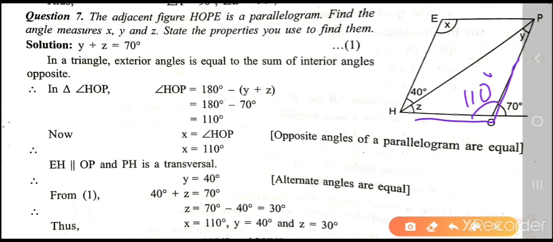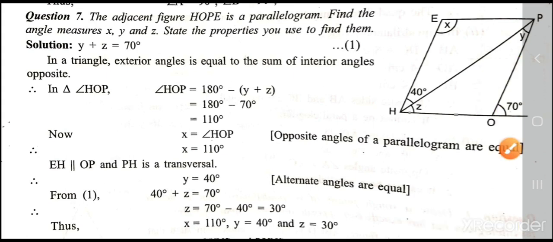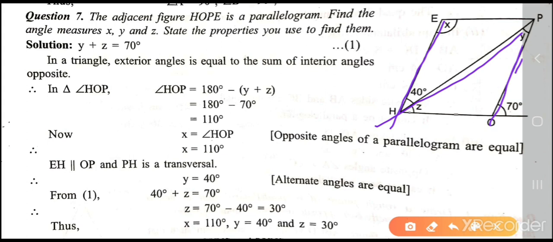Now next, consider EH and OP as parallel lines and PH as the transversal. EH, this line, and OP, this line, are parallel lines, and PH is the transversal. Then what about the alternate interior angle? Which is the alternate interior angle coming? Angle y, and this is the alternate interior angle. So what will be the value of y? Y will be equal to 40 degrees as it is alternate interior angles.